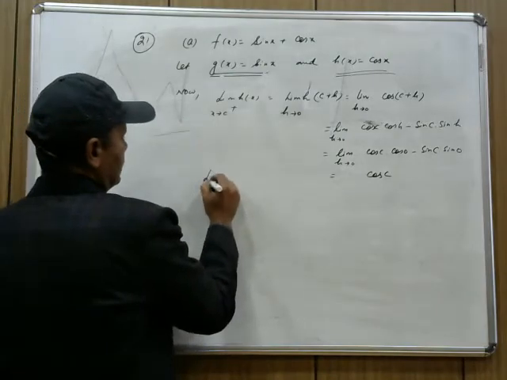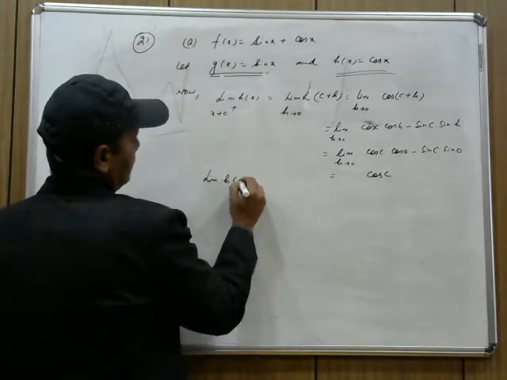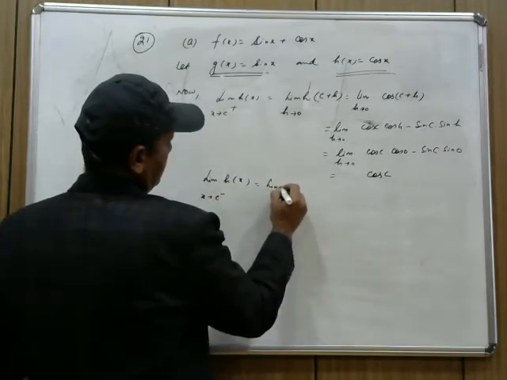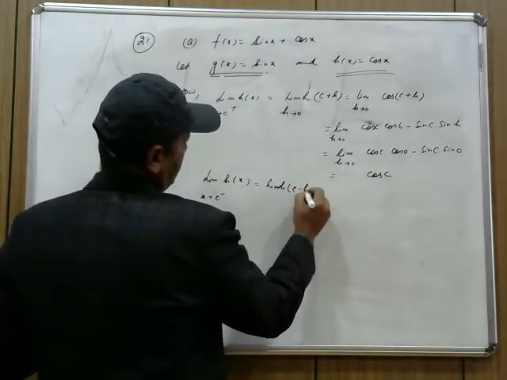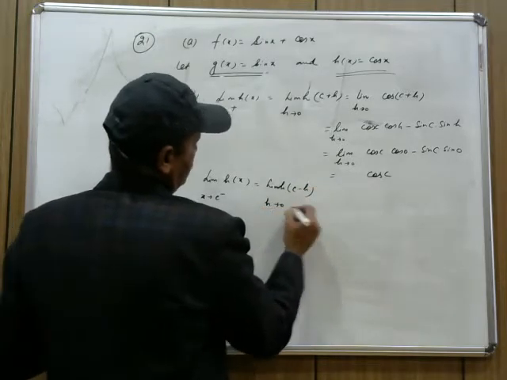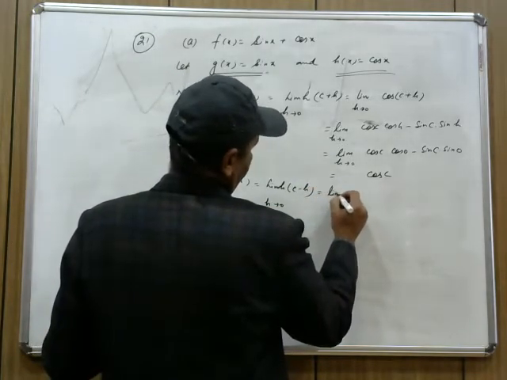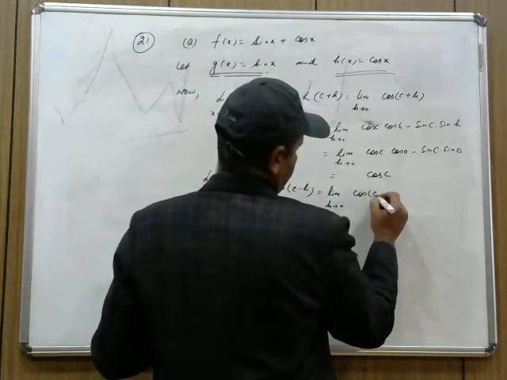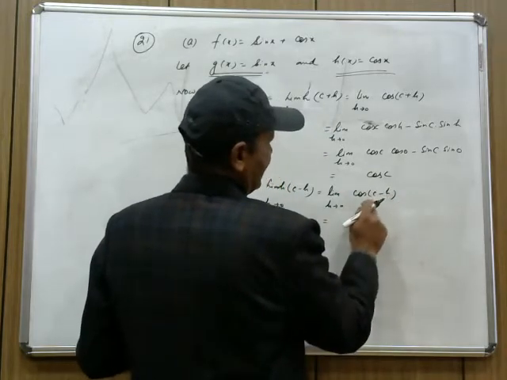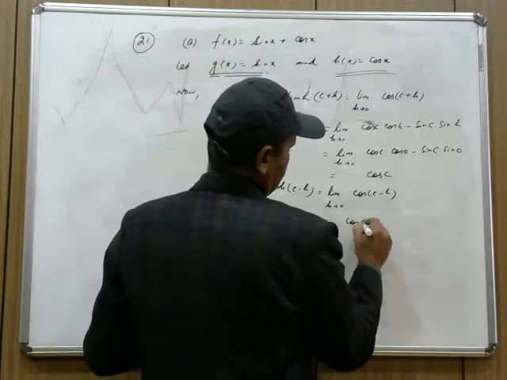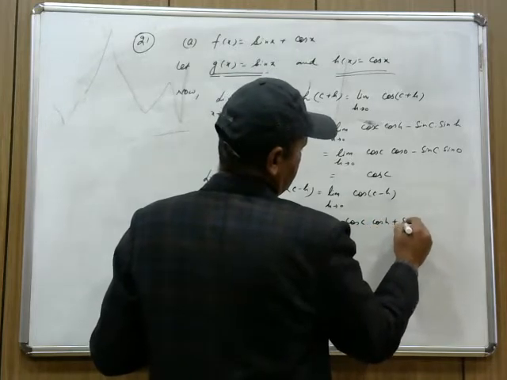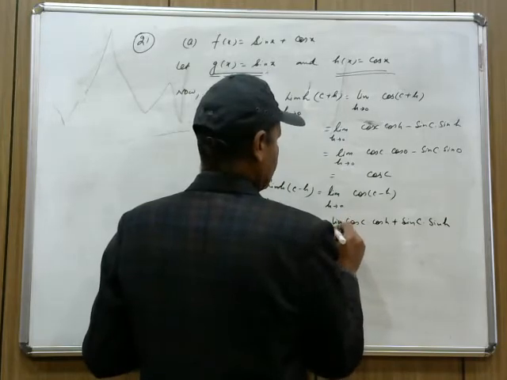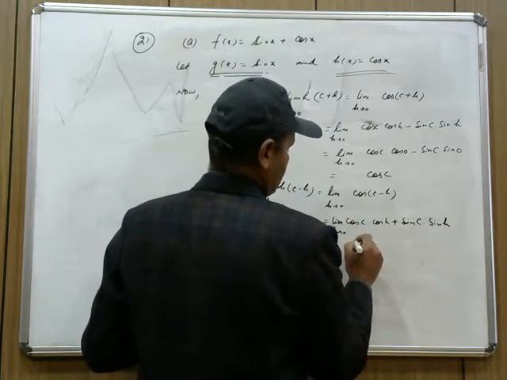Now I will find out the limit of h(x) as x tends to c minus, that is equal to limit h tends to 0 of h(c minus h), which is cos(c minus h). Cos(a minus b) is cos c into cos h plus sin c into sin h, and limit h tends to 0, and that is what?